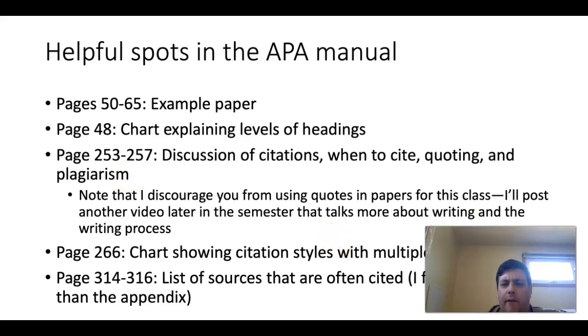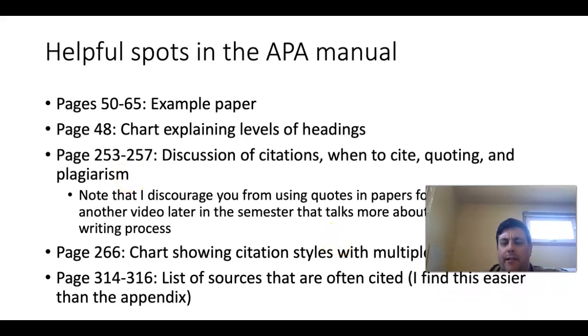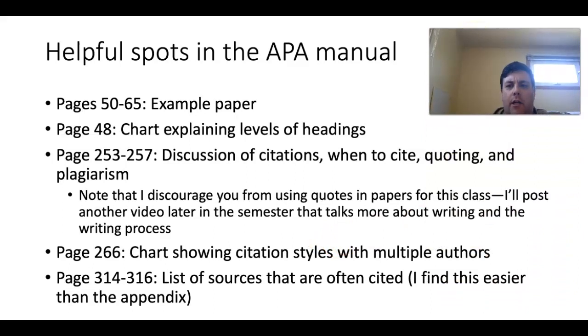So a couple of helpful spots in the APA manual that I think are useful. There are example papers on pages 50 to 65. On page 48, there's a chart showing the different levels of headings. Again, I'm going to show you those in a second.